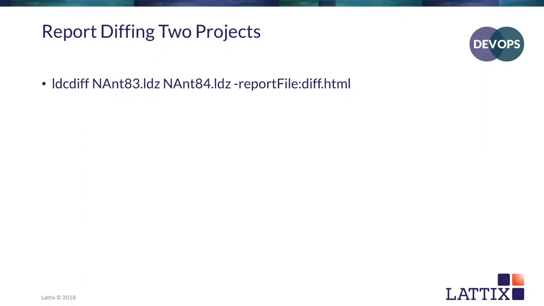And let's go to another command line which also generates a report, and this is LDCDiff. So the LDCDiff is a special command. As we saw, all the other commands for LDC take a single project as an argument. This diffs between two projects. So it takes two projects as arguments and then generates the report. And in this particular case, I want to generate the report as an HTML file.